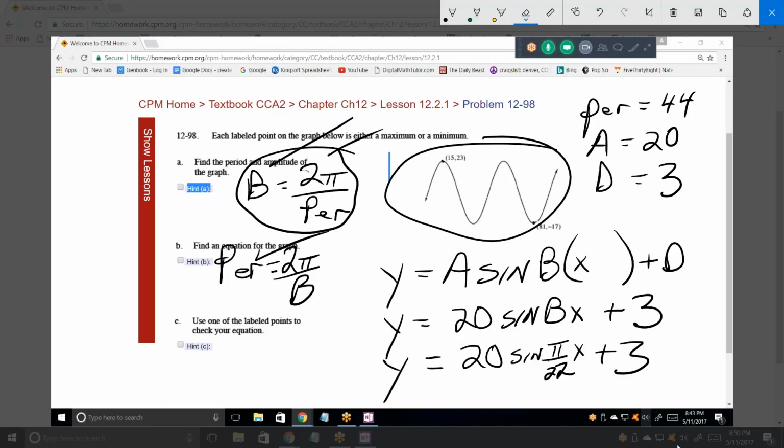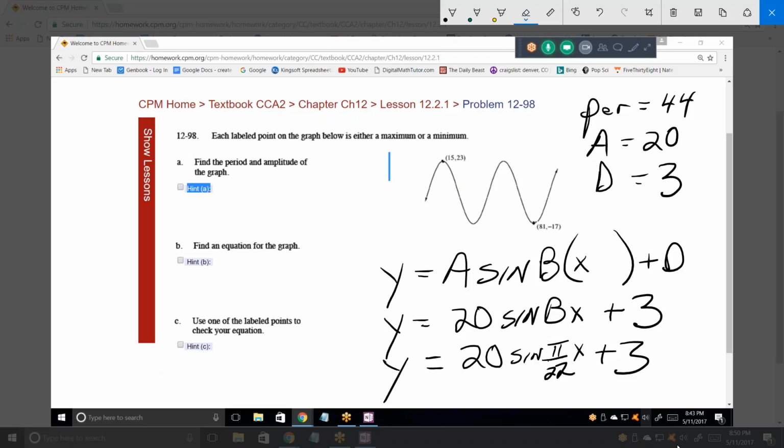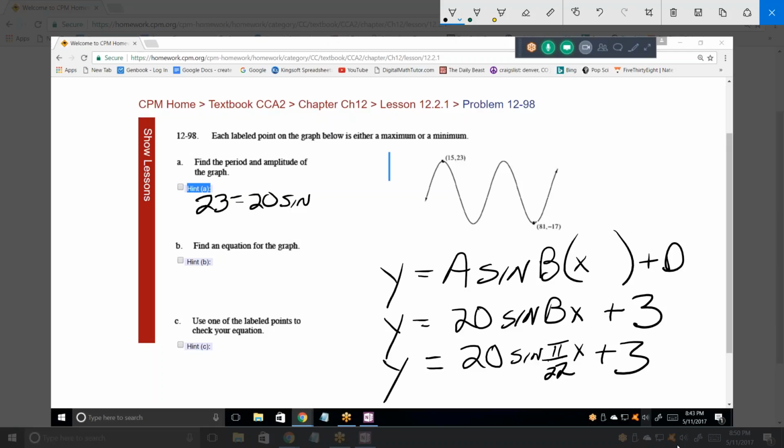How am I going to do that? Put in 15 for x and 23 for y. So they're asking us to prove that, let me write it over here. 23 equals 20 times the sine of pi over 22 times x, which is 15, plus 3. So the question is, is this equal to 1? Shouldn't look like it to me. Sine of 15 pi over 22 is not 1. Sine of pi over 2 is 1, which means we might have made a mistake with our period.